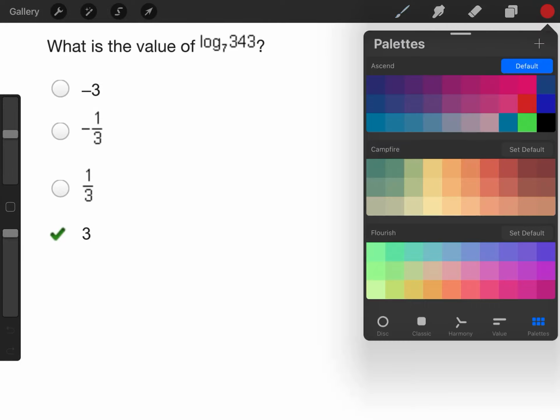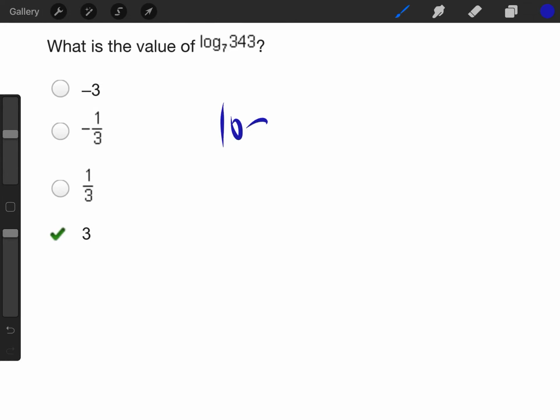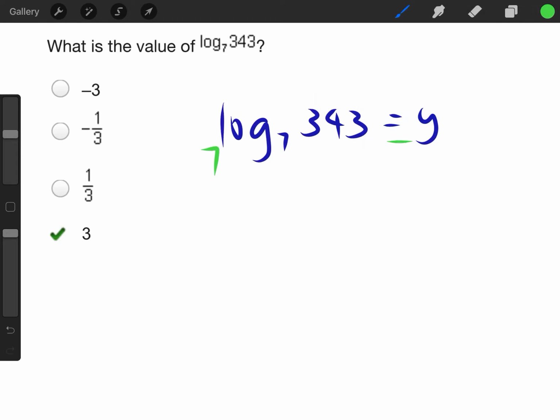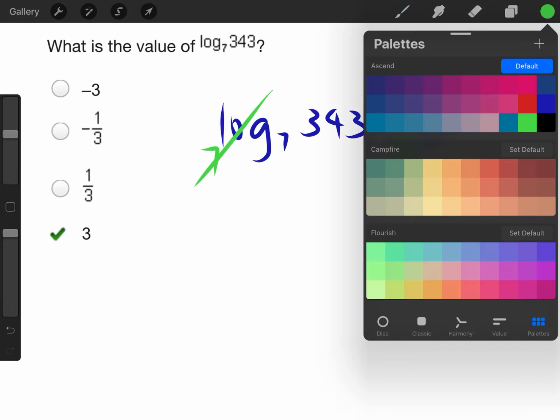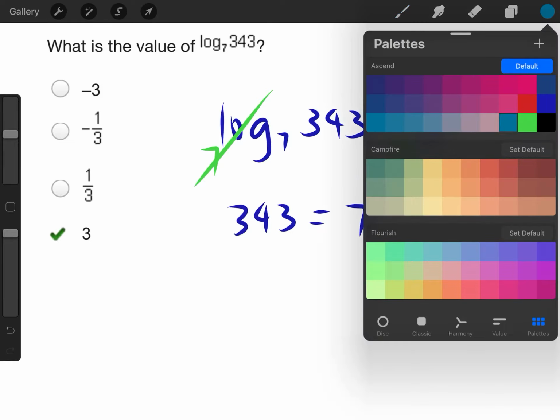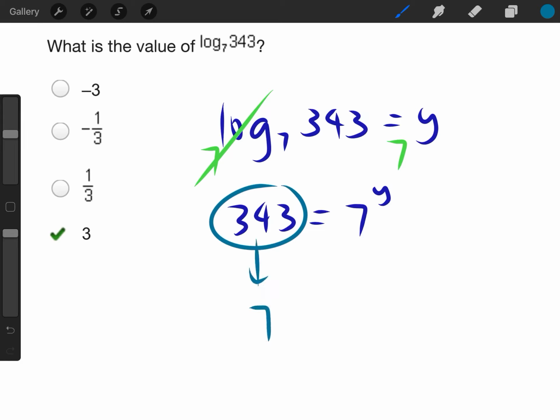Okay, what's the value of that? That's another similar question. So log base 7 of 343 equals, this time let's put y. Okay, put the base 7 on both sides, cancel out. So we got 343 equals 7 to the y power. Okay, know that 343 is basically 7 to the 3rd power. So 7 to the 3rd power equals 7 to the y power. So y equals 3.